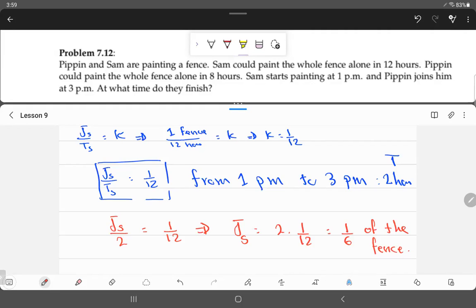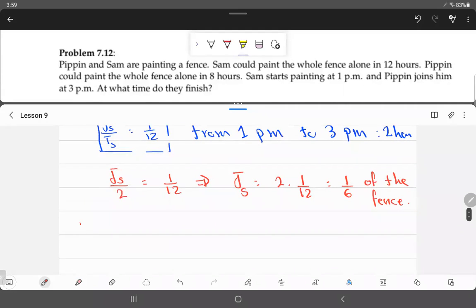So from 1 o'clock to 2 o'clock to 3 o'clock already, Sam has finished 1/6 of the fence, painting 1/6 of the fence. So how much of the job is left? Who can tell me how much is left? 5/6 of the fence. He has finished 1/6 already of the fence before Pippin joins him. Do you agree?